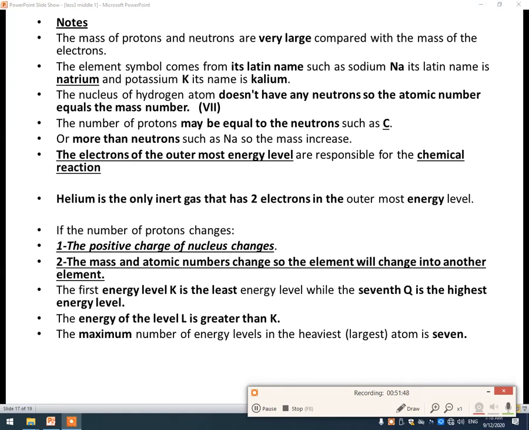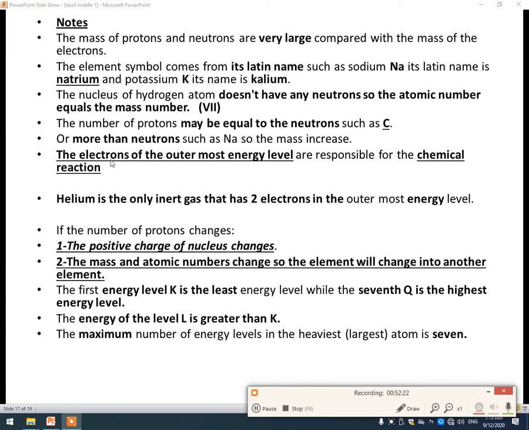Number 2, the element symbol comes from its Latin name, such as sodium, whose Latin name was natrium, and potassium, whose Latin name was kalium. You have to know that the nucleus of the hydrogen atom doesn't have any neutrons, so the atomic number equals the mass number, because in hydrogen, H 1 1, the atomic number is like the mass number. So here we have no neutrons.